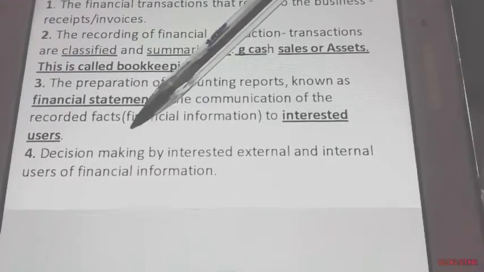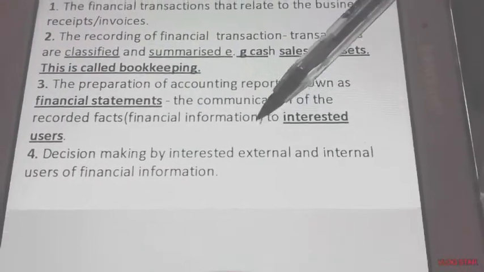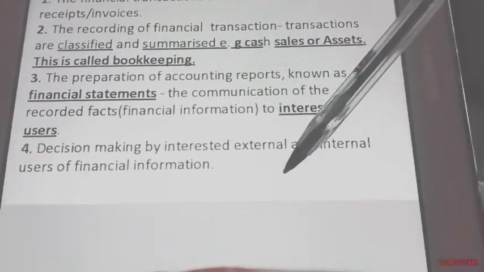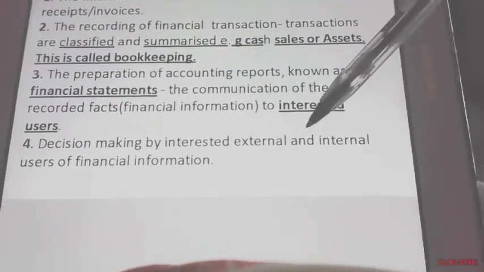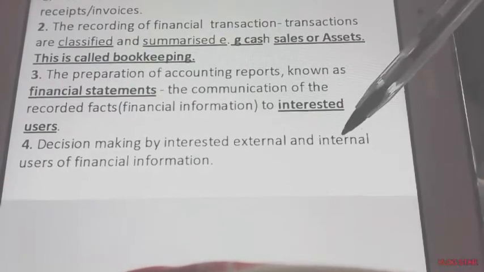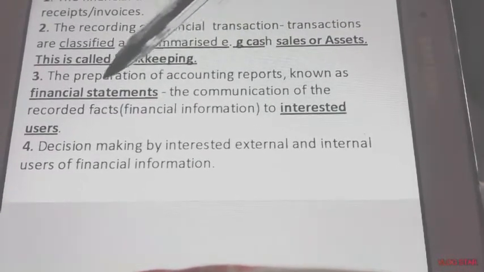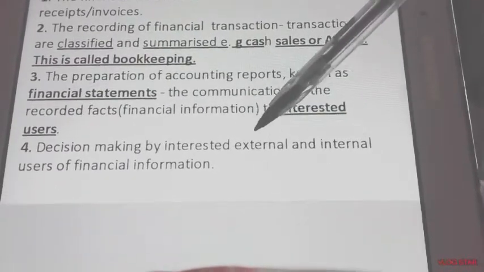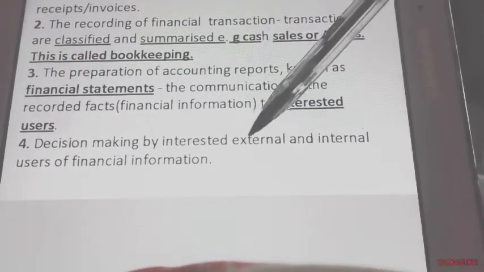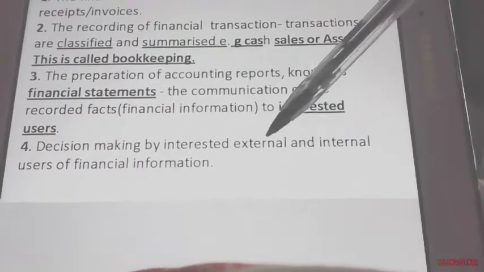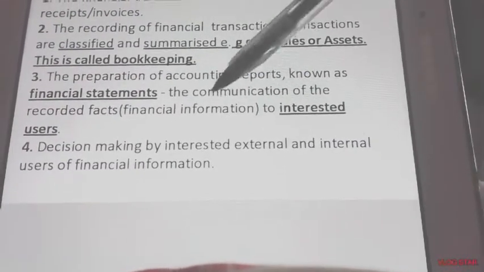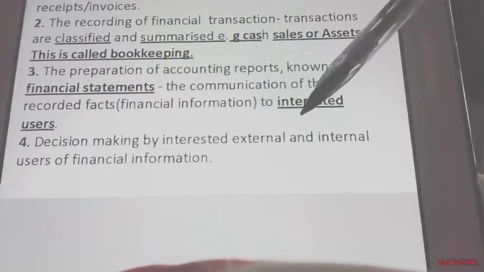Decision making by interested internal and external users of financial information. These interested users use the information in the financial statements to make decisions. We have different types of interested users: external users, the outside users, and internal users, the users inside the business. I will explain later what these users are.